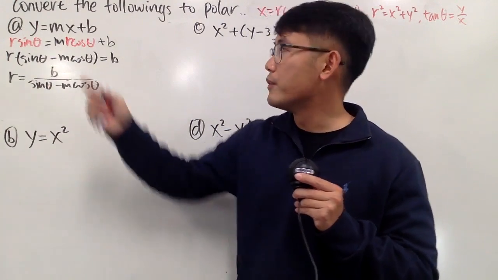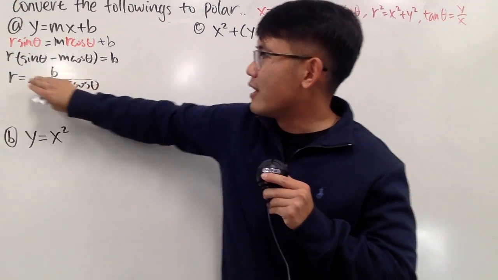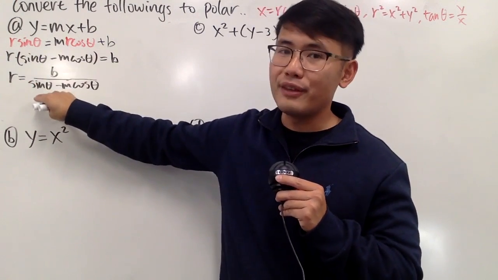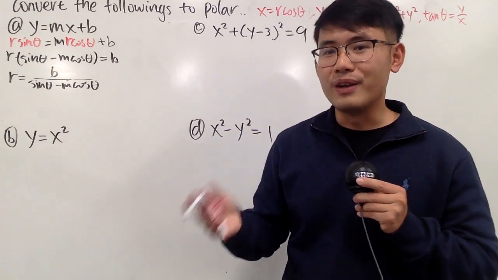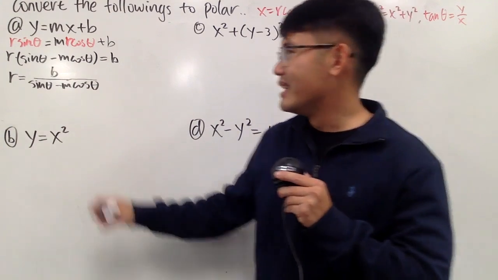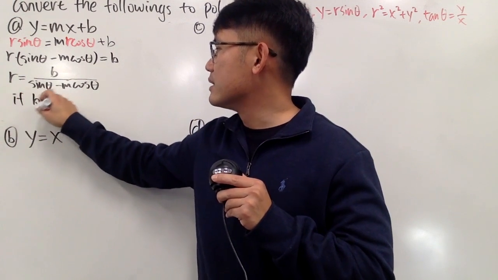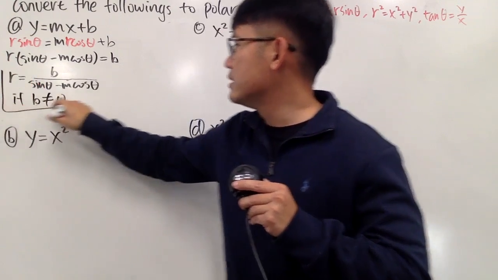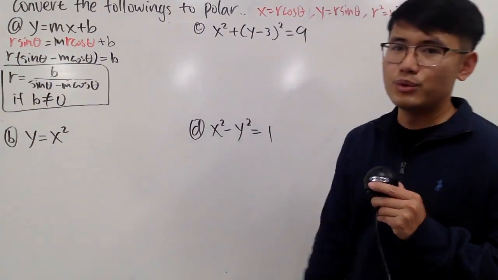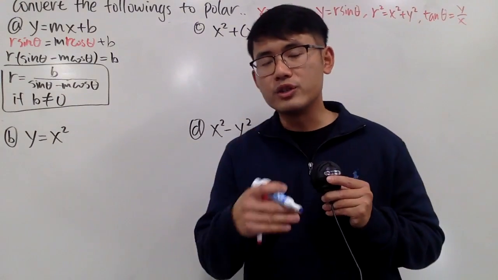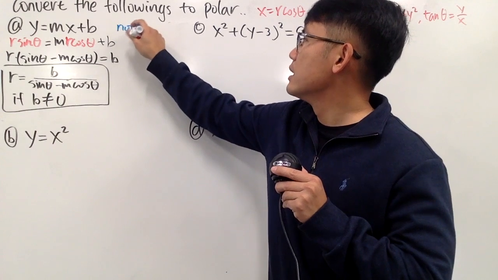If you have a 0 for the m, you have a horizontal line. That's okay. You actually just end up with r equal to b over sine theta, namely b times cosecant theta. That is the equation of the horizontal line in the polar world. But this only works if b is not equal to 0. So keep this in mind. Well, what if b is equal to 0? Namely, we cross the origin for the line, right? Let me write this down right here for you guys.